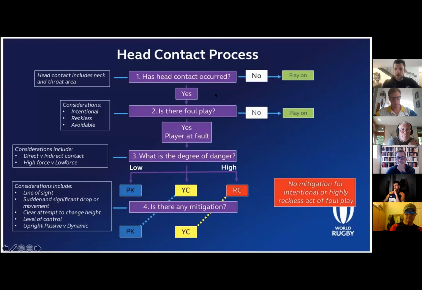All right. We've seen a range of things there, both penalty kick, yellow card, and red card. Do you want to, Chris, your call? Do you want to do a couple more, or do you want to leave it there, or go to questions? What do you want to do?